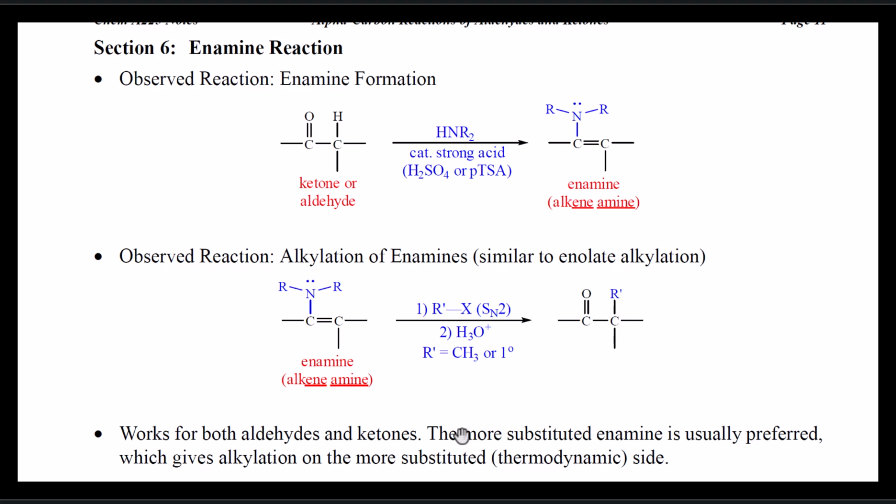In general, what we see is the more substituted enamine is usually preferred because it's like an alkene: the more substituted double bond will be more stable. This is going to give alkylation on the more substituted side of a ketone. Therefore, it's going to be similar to what we would get from a thermodynamic enolate.